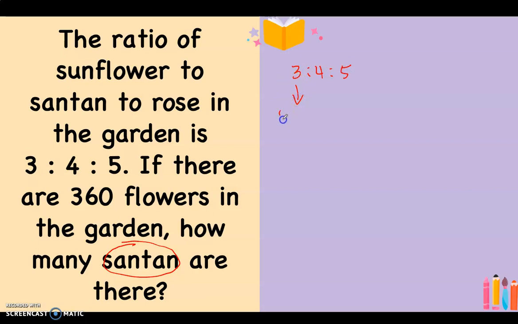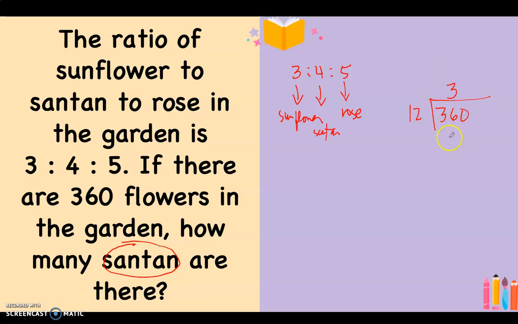3 is the part for the sunflower. This is for the santan. And this part is for the rose. So again, we add the total number of parts. So we have 5 plus 4 is 9 plus 3, that is 12. Then we divide it from 360 because that's the total number of flowers.